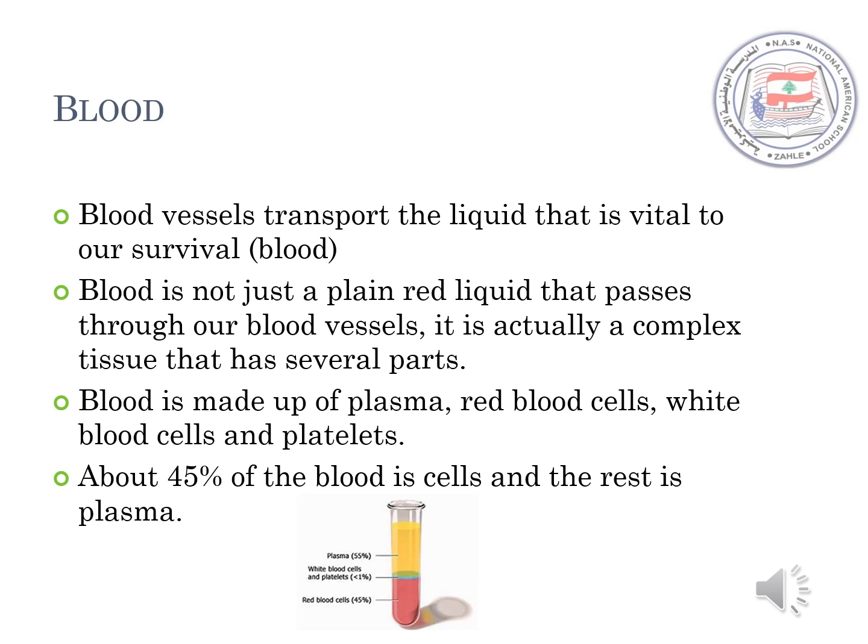Blood vessels transport the liquid that is vital to our survival. Blood is not just a plain red liquid that passes through our blood vessels. It is actually a complex tissue that has several parts. Blood is made up of plasma, red blood cells, white blood cells, and platelets. About 45% of the blood is cells and the rest is plasma.